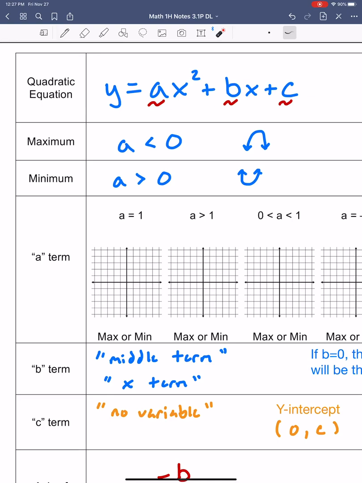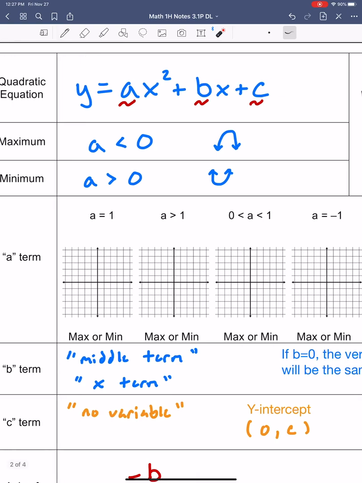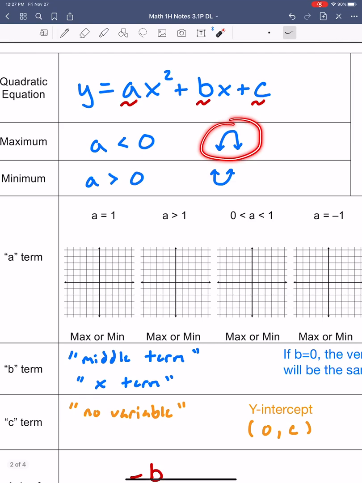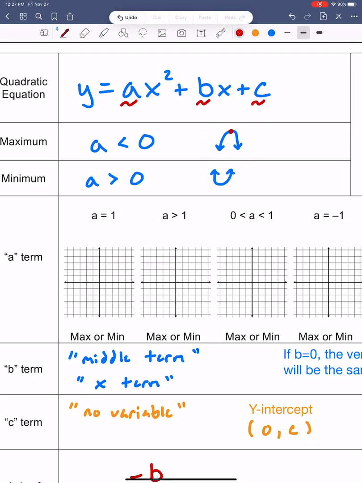If a is a negative number, then my parabola will be facing downwards here, which means that it's going to have a maximum value, right? So it's going to have this dot here at the top, which is the maximum value. It won't have a minimum value because it just keeps going down and down forever. But it will have a maximum value at the top. All right, so if a is less than 0, we have a maximum value because my vertex is at the top. We're going to talk about vertex in 1 second.